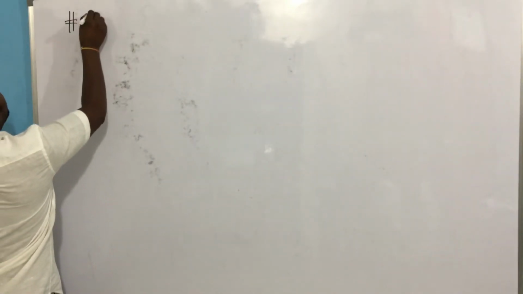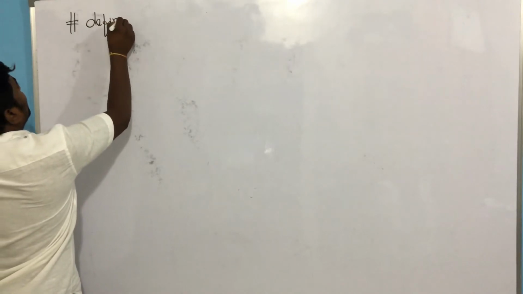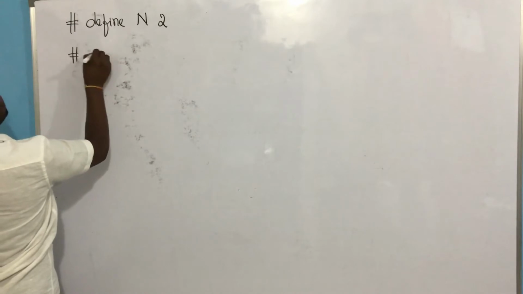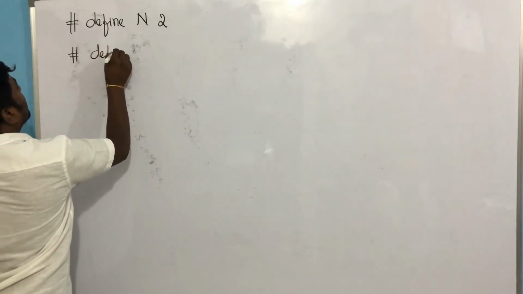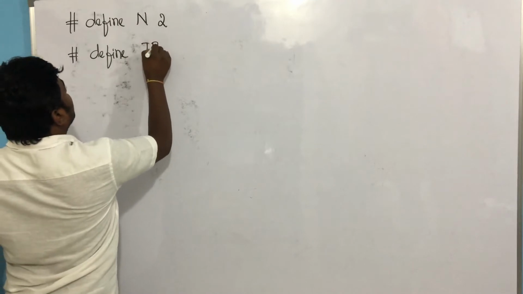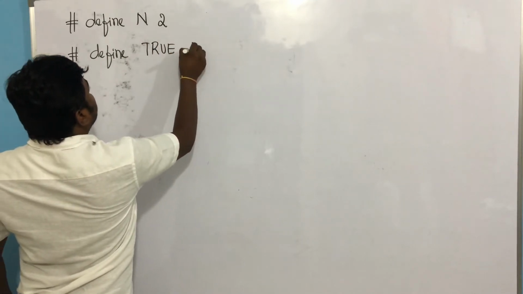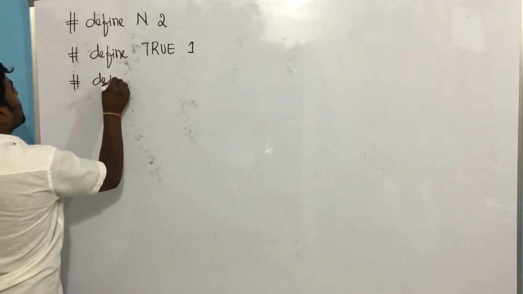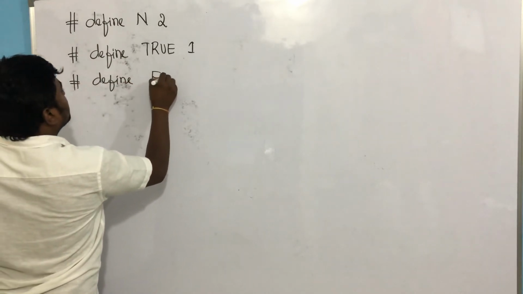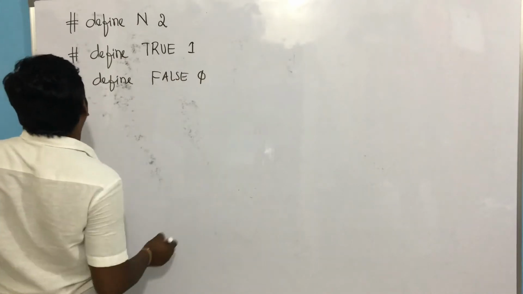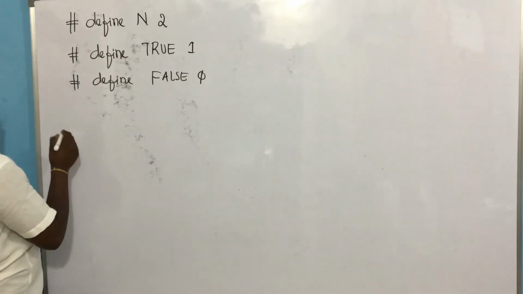I'll define N as 2, the number of processes. Here you have to show your interest, right? I'll define true as 1, and false is defined as 0, and you have to show your interest.